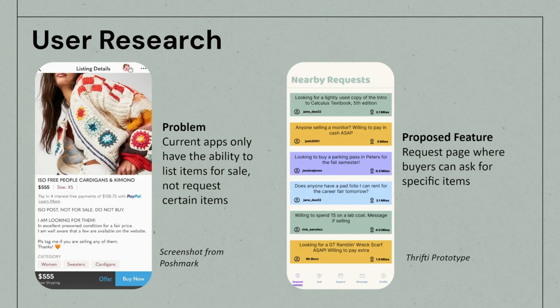Another issue with current apps is that they only have the ability to list items for sale. When you scroll through Poshmark feeds, it's common to see a listing titled "in search of" with an item that someone is looking for. The lack of separation between products for sale and requests was annoying for people we interviewed. Thus, we proposed having a dedicated request page where people can post about things that they want. This page can also help connect buyers to nearby sellers who have the item.